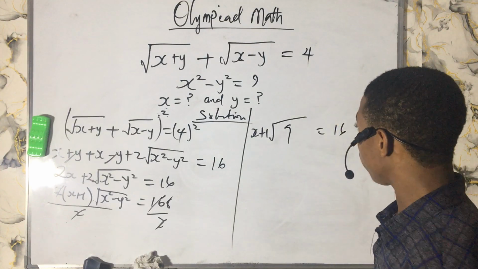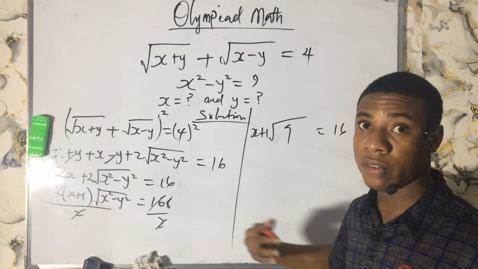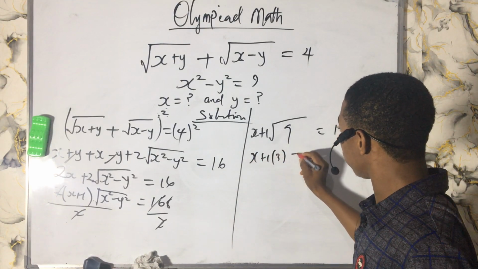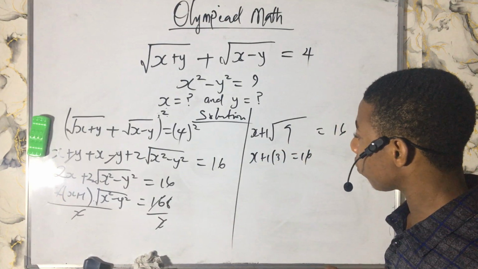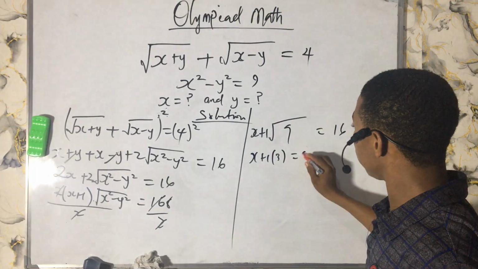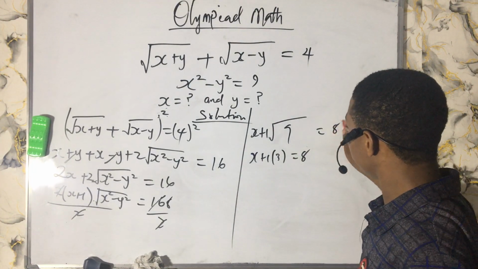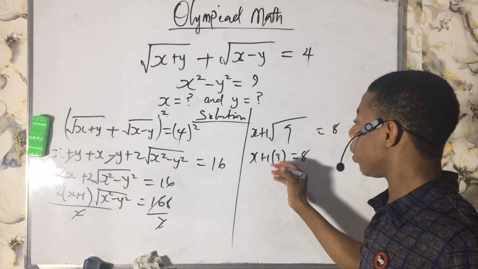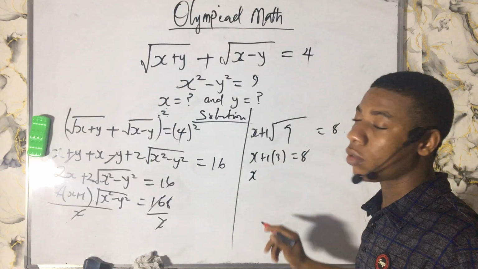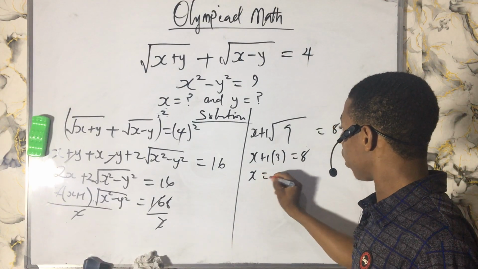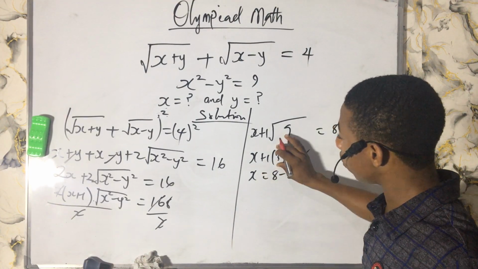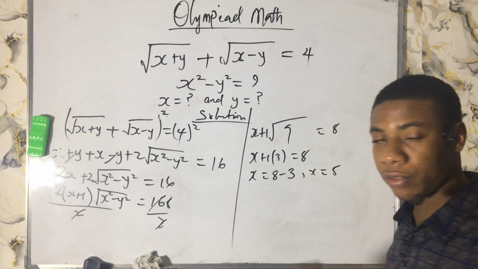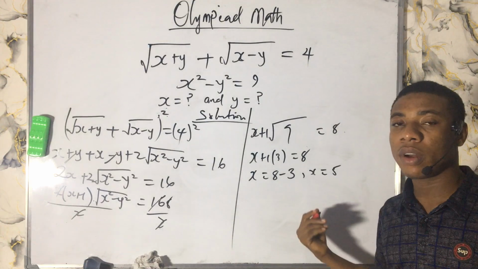Very simple. From here, the square root of 9 is 3. So we now have x plus 1 times 3 equals 16. Or is it 16? It is 8, sorry, not 16, because we have already divided by 2. So x plus 3 equals 8. When the 3 crosses over to this side, x equals 8 minus 3, which is 5. Very simple. So we now have the value of x to be 5.